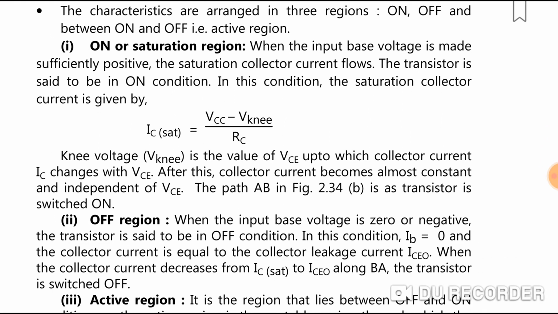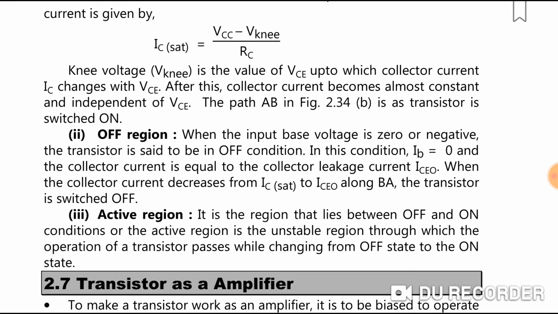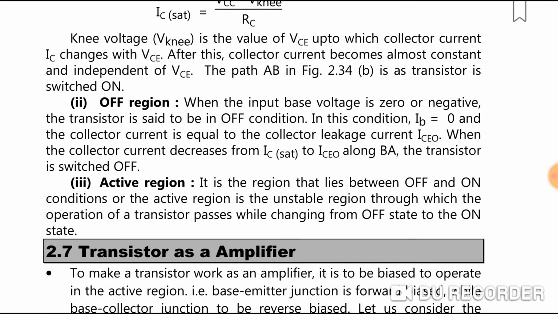On or saturation region: when the input base voltage is made sufficiently positive, the saturation collector current flows. The transistor is said to be in on condition. In this condition, the saturation collector current is given by IC sat is equal to VCC minus V knee upon RC. Now the knee voltage is the value of VC up to which collector current IC changes with VC. After this, collector current becomes almost constant and independent of VC. The path AB in the figure is as the transistor is switched on.